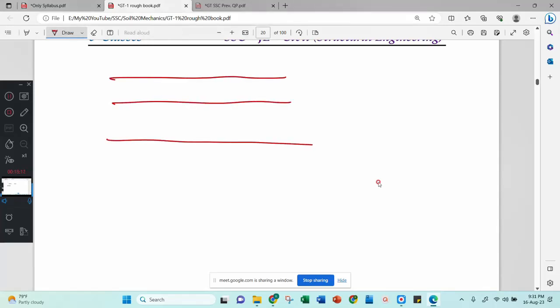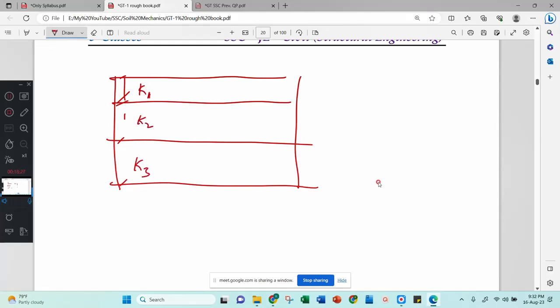Now, the permeability through stratified soil. Stratified soil means let us consider the soil is not of the same nature throughout the depth. This is the depth. There might be one different soil here, another different soil here, another different soil here. Soil is different means what? Permeability is different: K1, K2, K3. The soil is different means permeability is different.